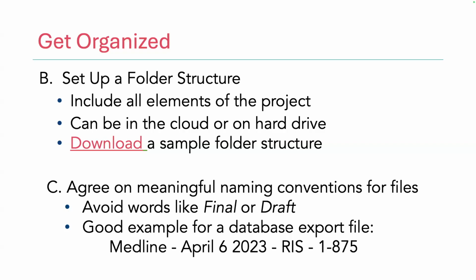So in my example here, you can see an example title that I would use for an RIS file. I indicate the database where I got the references, the date that I did the search, what it is, and how many references were found in that search. You're going to need all this information later, so you might as well put it in the file name to save yourself some time. Definitely avoid words like final or draft or most recent in any of your file naming. Be very specific about what exactly is in that file, so everyone has a common understanding about that.